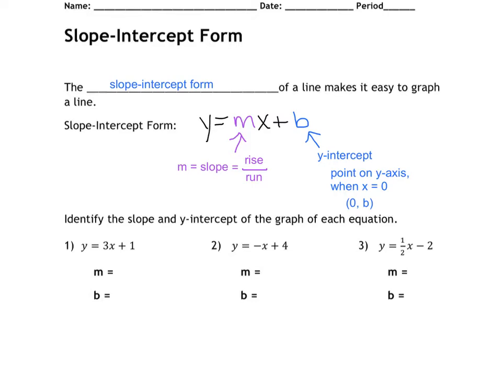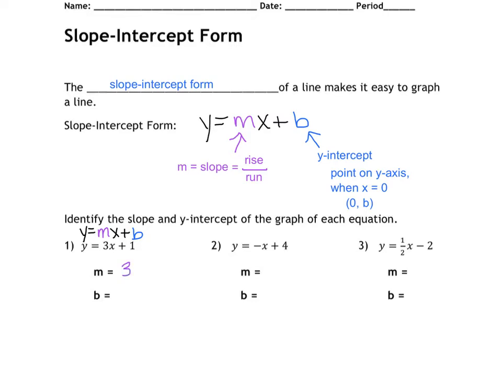So let's look at the examples below. It says identify the slope and y-intercept of the graph of each equation. So number 1, it states y equals 3x plus 1. And we're going to use the slope-intercept form to find our slope and our y-intercept. The slope-intercept form is y equals mx plus b. Now your m is always your number in front of the x value. So our m in this problem is equal to 3, our slope.